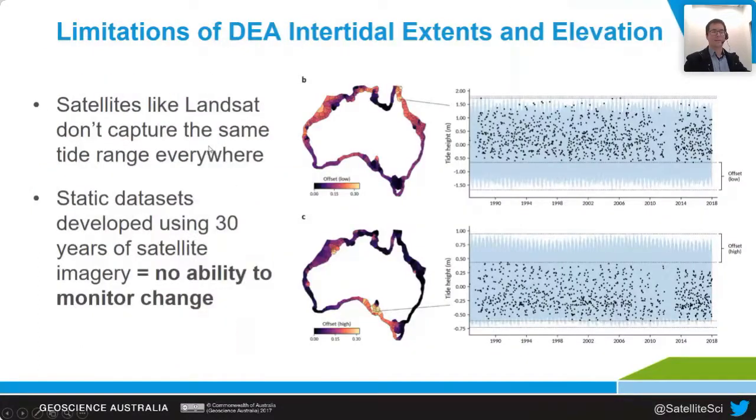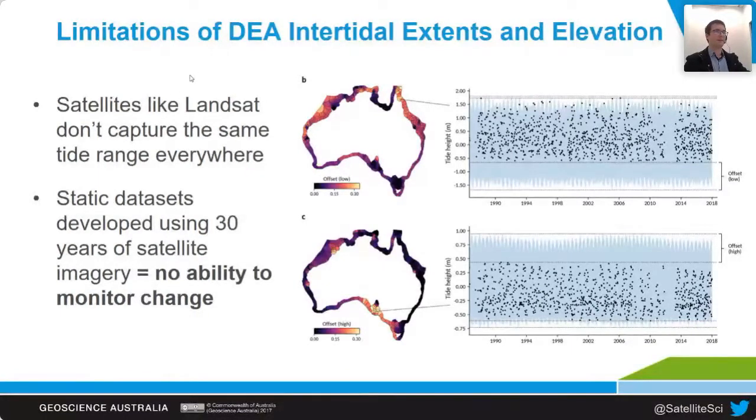There are a few key limitations of these products, though. One of the really nasty ones is that satellites like Landsat that we use basically fly over the Earth at the same time every time they come over. They come over between 10 and 11 a.m., to make sure that they get nice sunny conditions and also there are fewer clouds around that time. So it makes sense, but they always come over at the same time. The problem with that is that for some places in Australia, you simply never get low tides at 10:30 in the morning. And in other places, you simply never get high tides at 10:30 in the morning.